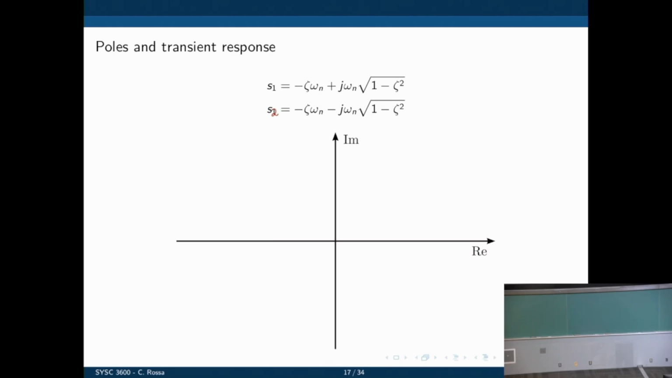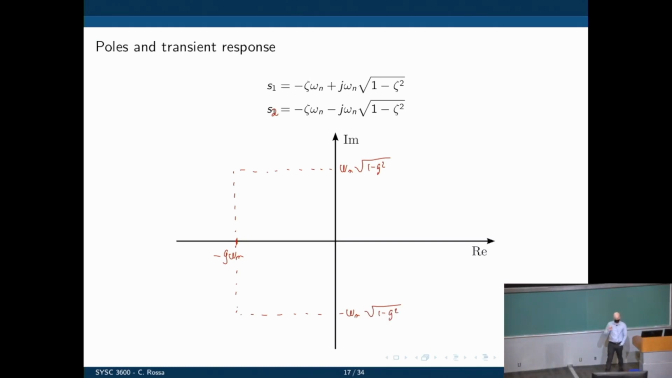So we have a real part, negative zeta omega n, and then we have the imaginary part, which is omega n square root of 1 minus zeta squared, and minus omega n square root of 1 minus zeta squared. The j there is just the coordinate, it is not part of the imaginary component. So you have one pole here and one pole there. Same zeta omega n, same real part, different imaginary part.